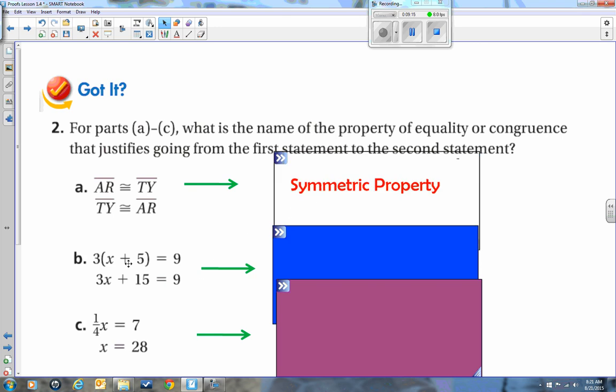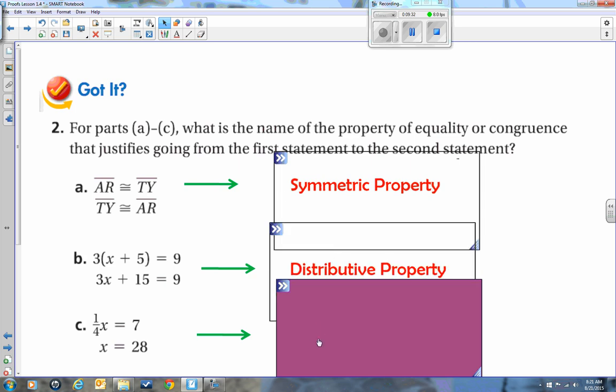Take a look at this problem. You notice it does not have angles or segments. It has actual algebra information. It has variables. How did you used to do this in Algebra 1? 3 times x, 3 times 5. What was the name of that property? We didn't list it yet. It starts with a D. It's called distributive property. Now this last one, dealing with a fraction, it has 1/4 x equals 7.